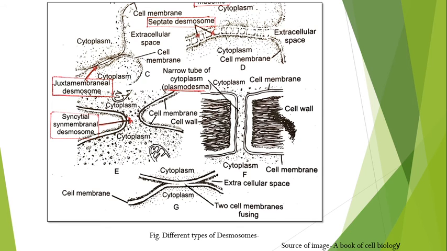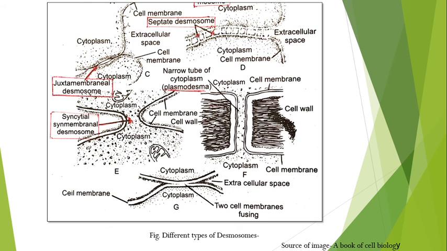Then syncytial desmosomes. According to the relation between the cytoplasm of the two participating cells, there is the C here in red color. In E1 here there is no membrane between the two cells, no cell membrane between the two cells. Some plasmodesmata represent this type, not always.